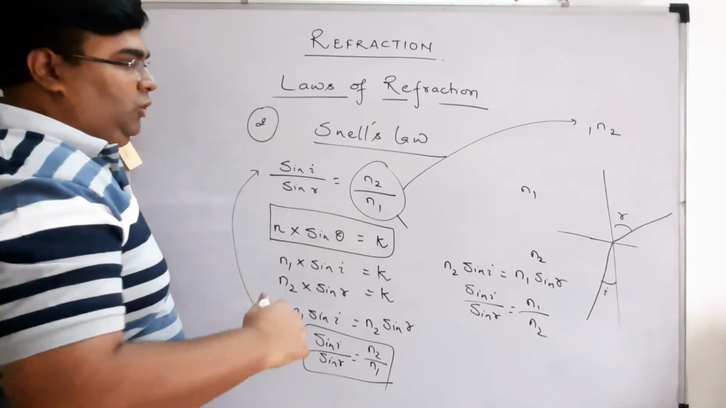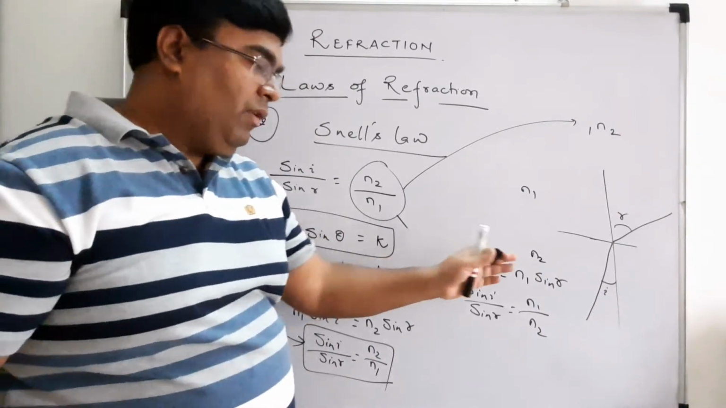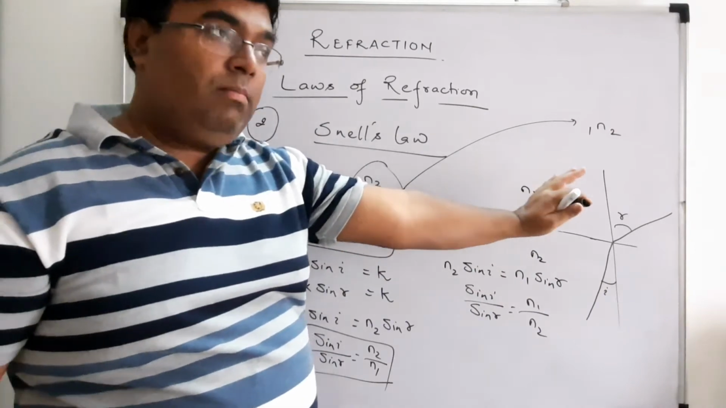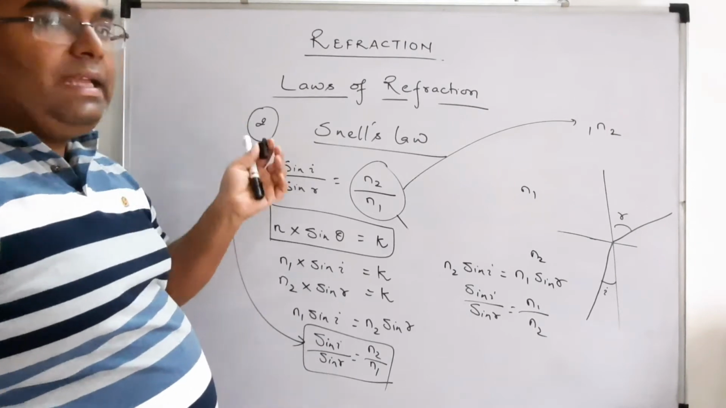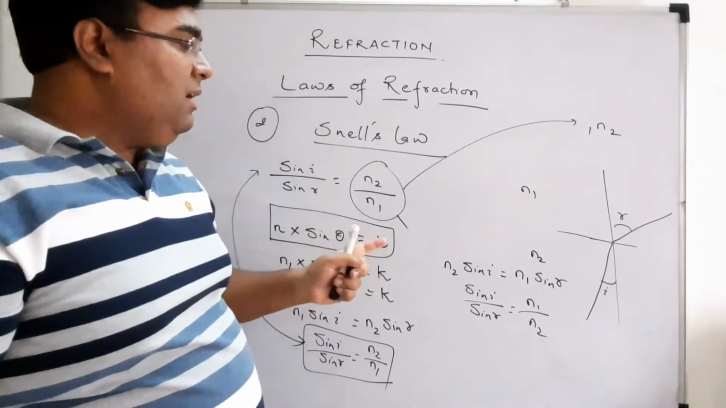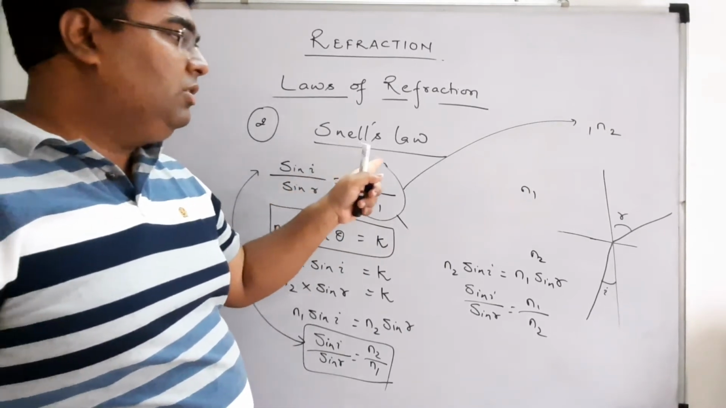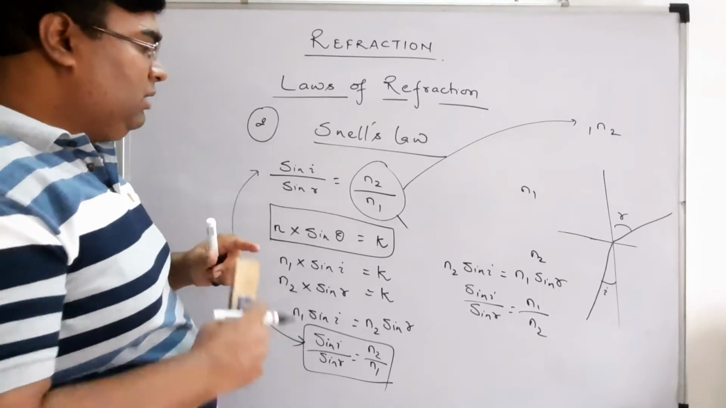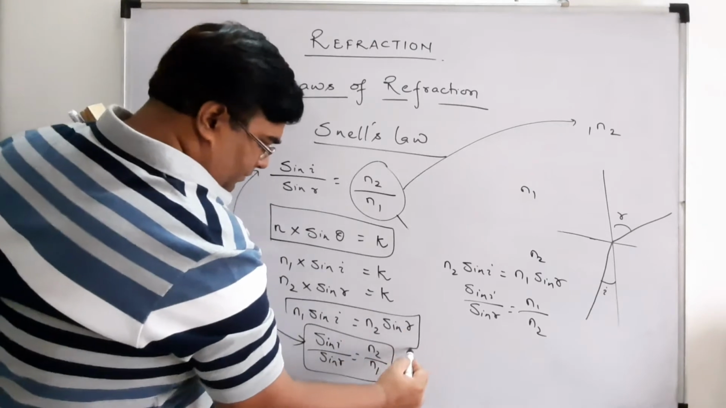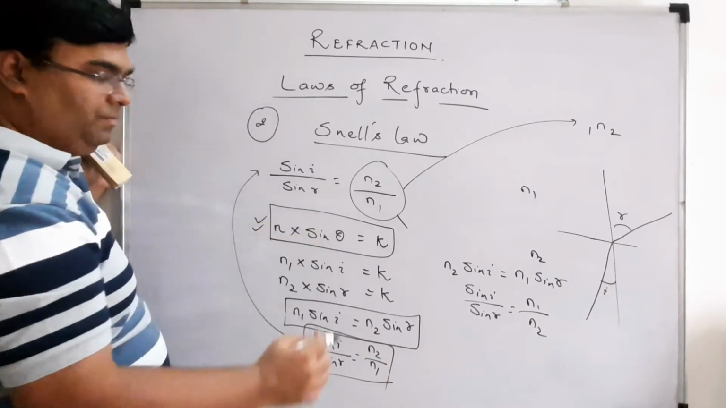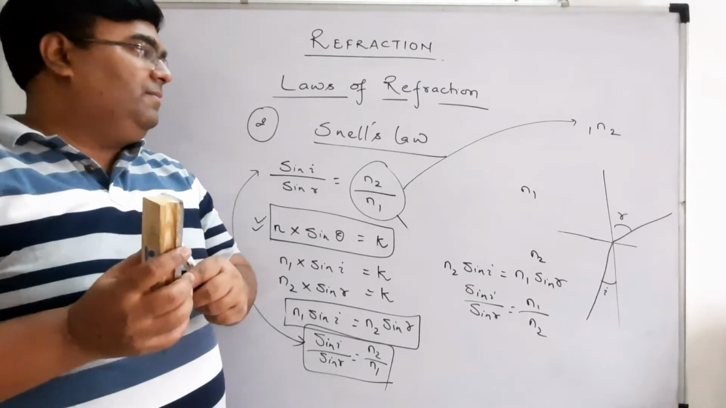So Snell's law is what? Snell's law says that the refractive index of any one medium with respect to another medium is given by the ratio of sin I and sin R, where I is the angle of incidence in medium 1 and R is the angle of refraction in medium 2. Okay, so just remember either this form, or this form, right? This form. So these are my two laws of refraction.